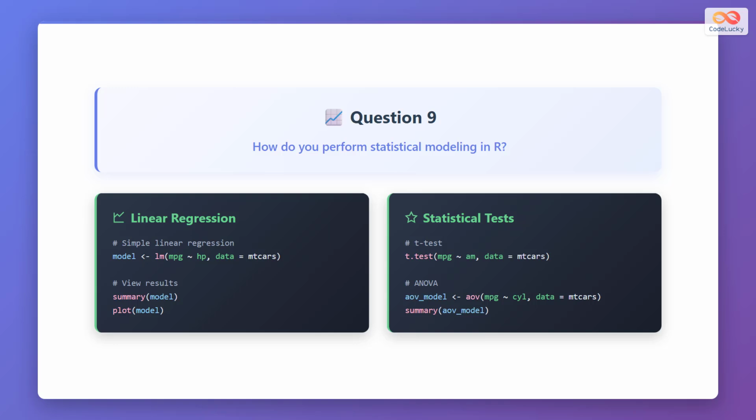Analysis of variance, or ANOVA, is conducted using the aov function to test differences across multiple groups, followed by summary to view the results. These statistical tools make R invaluable for research, data analysis, and evidence-based decision-making.